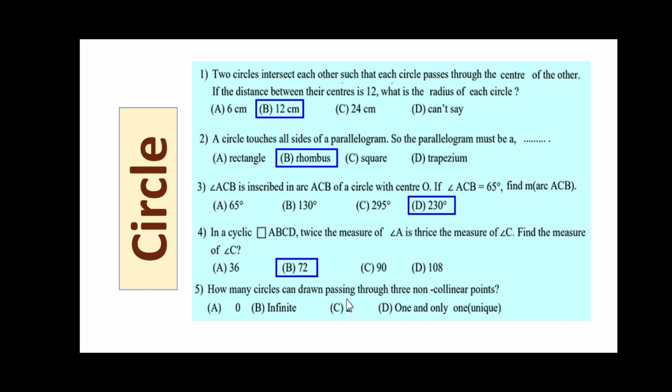How many circles can be drawn passing through three non-collinear points? If the points are non-collinear, then one and only one circle will pass through these three non-collinear points. That is a unique one.